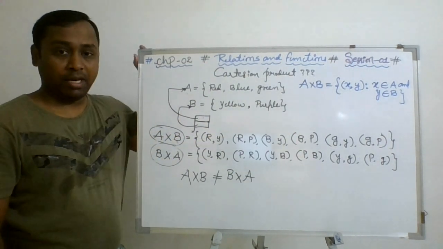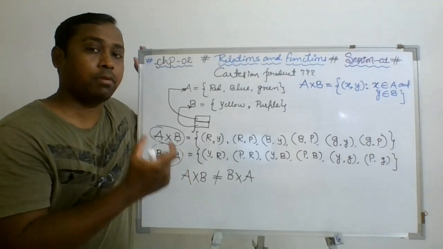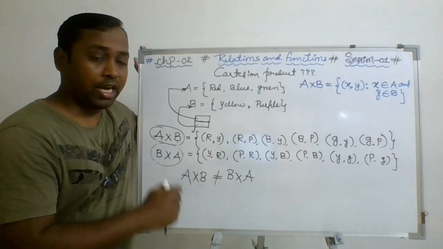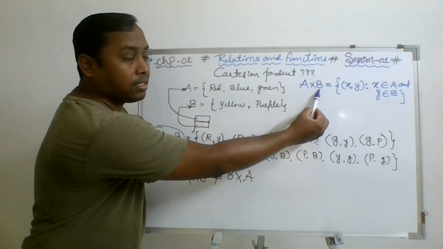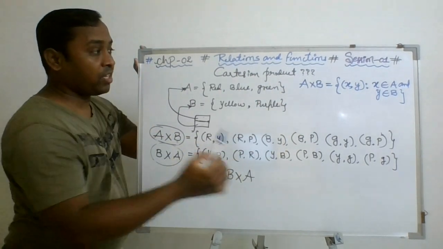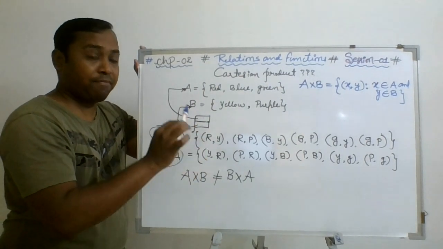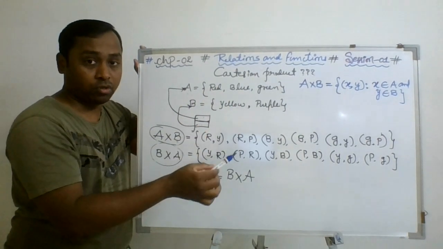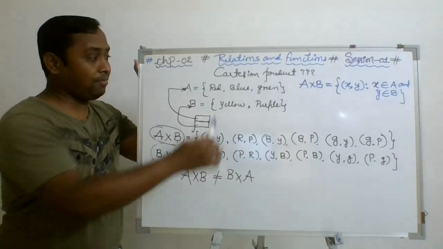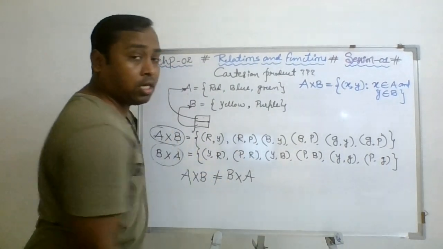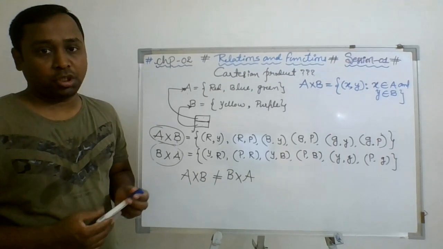So A cross B means it will give the set of ordered pairs, collection of all possible ordered pairs where the first element is from set A, the second element is from set B. Remember, it will give all possible orders. It means every element will be in use. You cannot leave an element idle. Means every element must be covered in an ordered pair. Getting? So this is the simple meaning of Cartesian product.